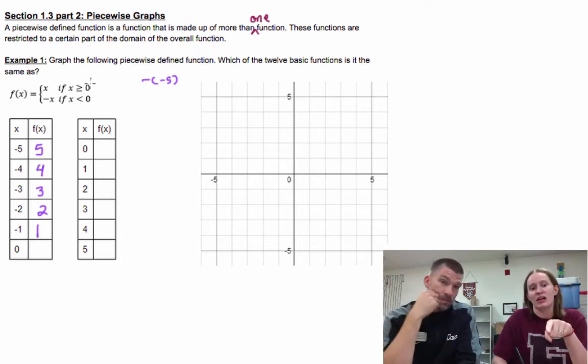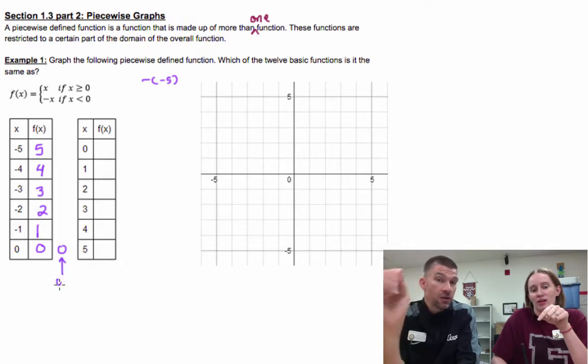Now, here's the deal. Where it switches needs to be plugged into both functions. Here, when we plug in 0, we get 0. And what happens is that this is going to have an open dot on our graph. That's right, because we can't actually include the 0 at this point.